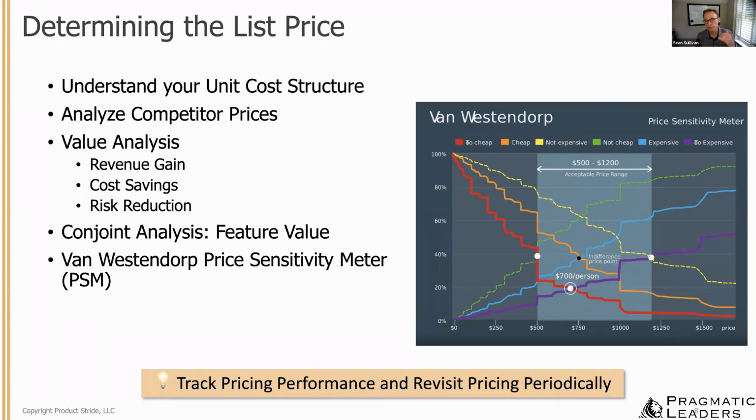Now, next, for value-based pricing, this is where we start getting interesting. We start having to analyze the value that you're bringing to the market. How can we assess the potential revenue gain, cost savings, or maybe the risk that our customers will have reduced by leveraging our product? A lot of this is going to be, let's say, based on some educated guesses when you're first entering a market.